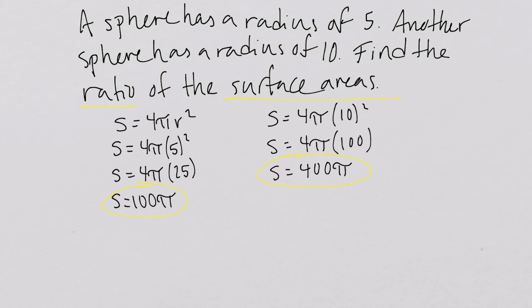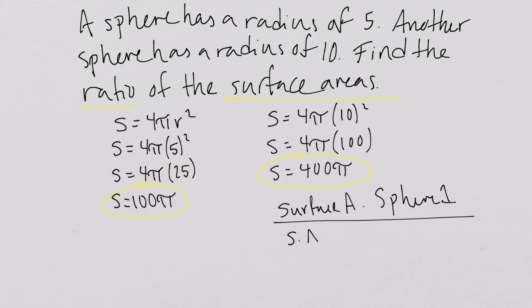In this case, I'm going to put surface area of the first sphere, we'll call it sphere 1, over surface area of sphere 2. And if I do that, it's going to be 100 pi over 400 pi. And if I simplify that, the pi's cancel. 100 over 400 simplifies down to 1/4. So what does that mean? It means that the ratio of the first sphere to the second sphere is 1/4.